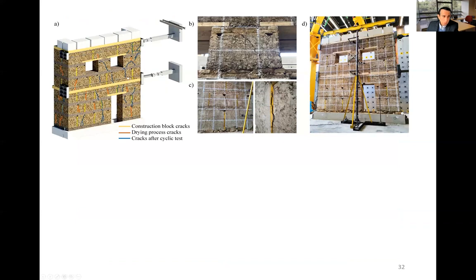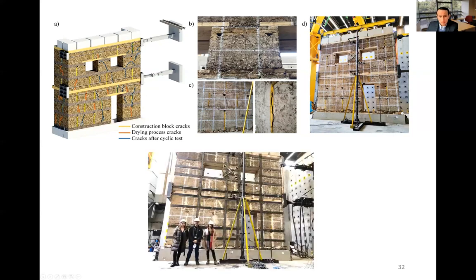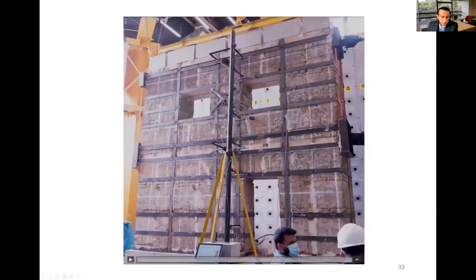So here is how the wall behaves. Here we have some cracking, as we expected, at the pier on the second floor. At the first floor, we didn't get much damage. We then installed some retrofitting for the wall and then tested again. And here is the behavior.